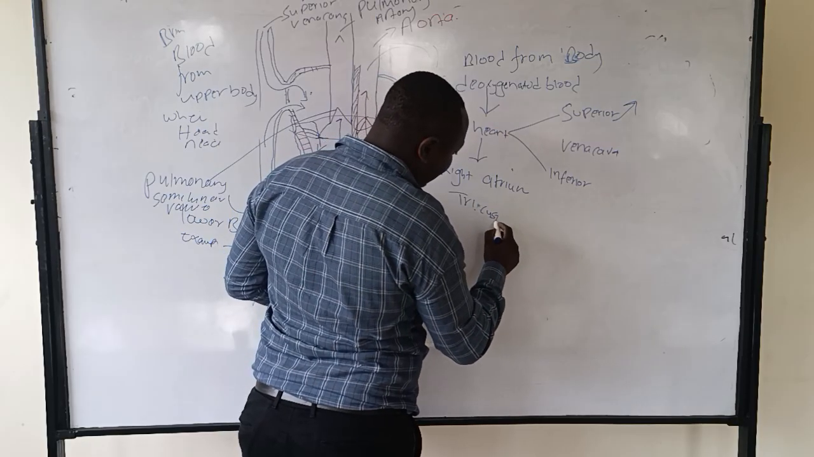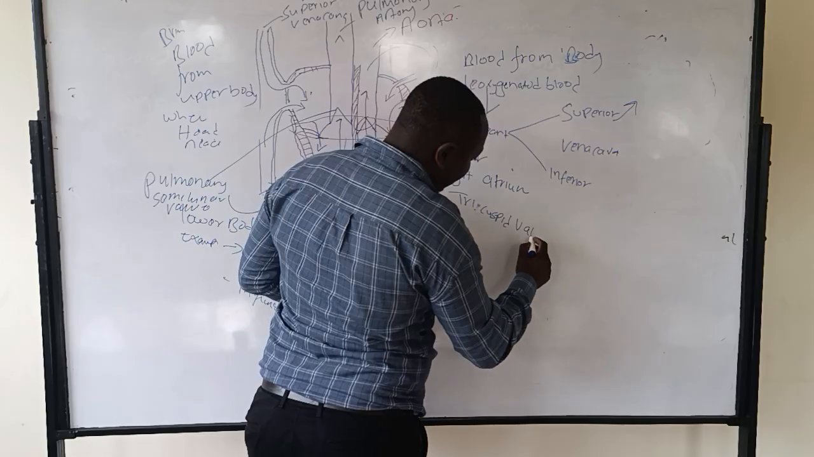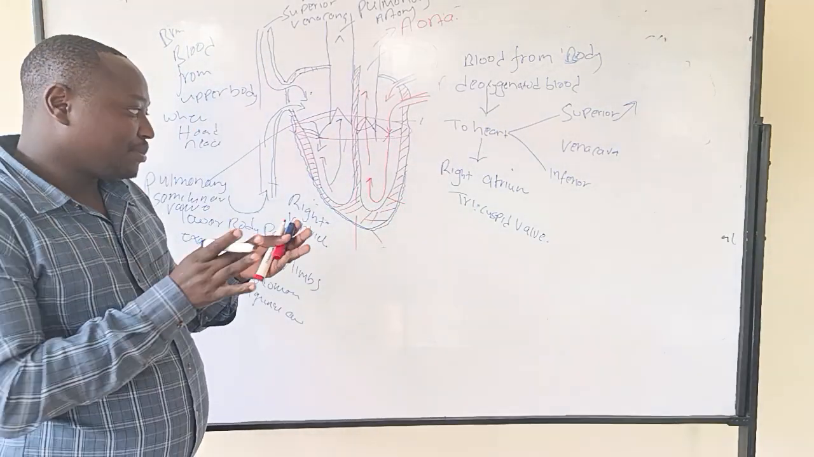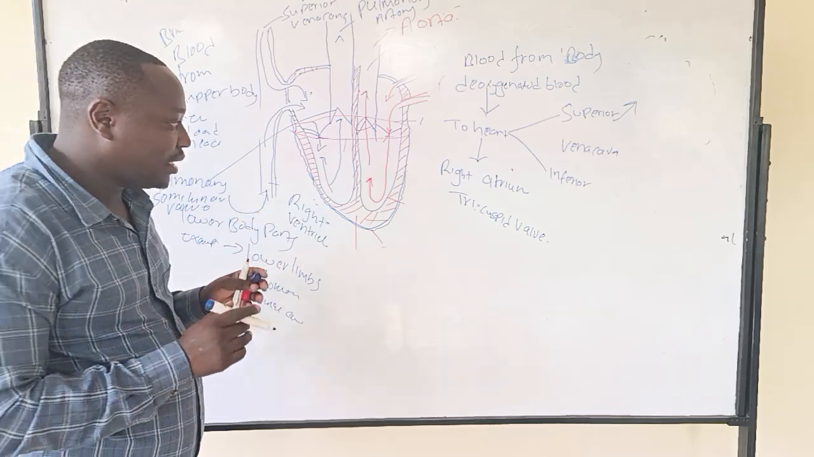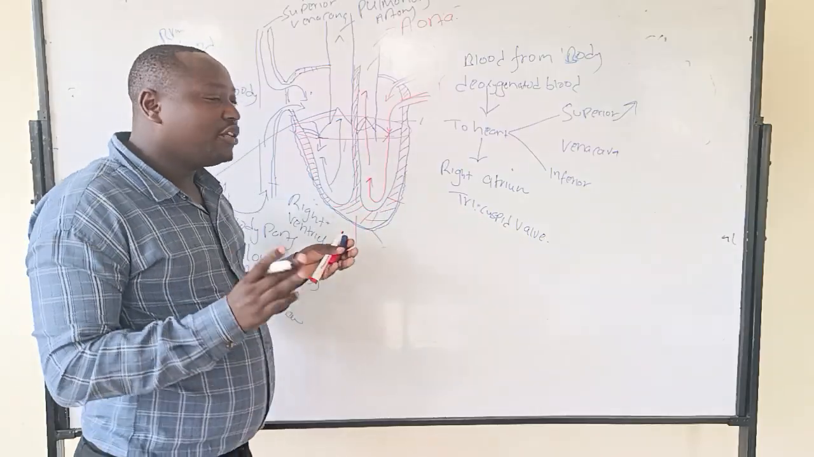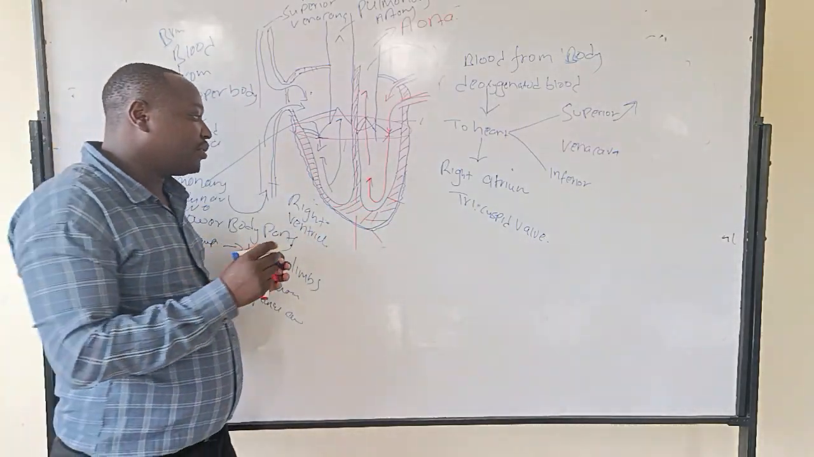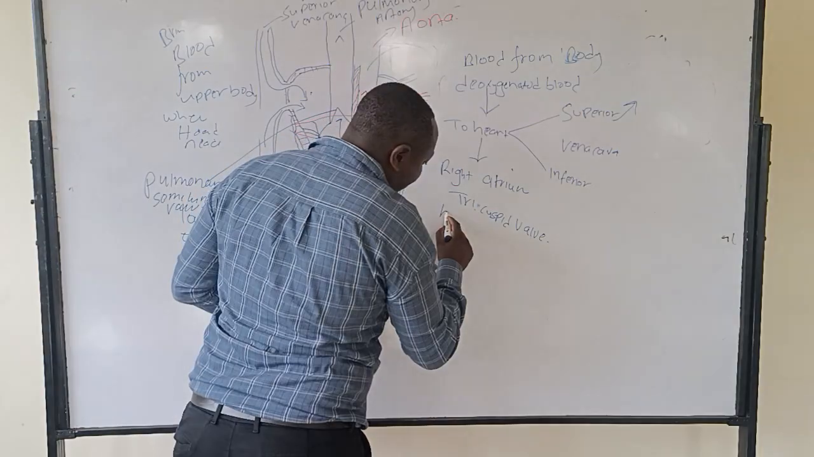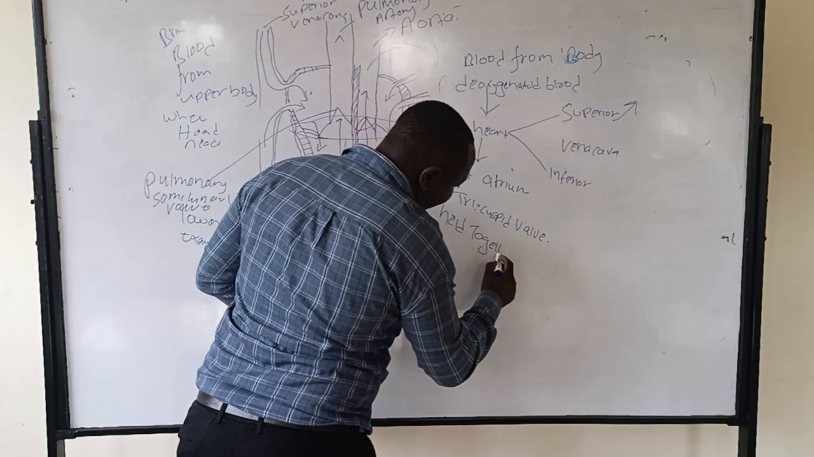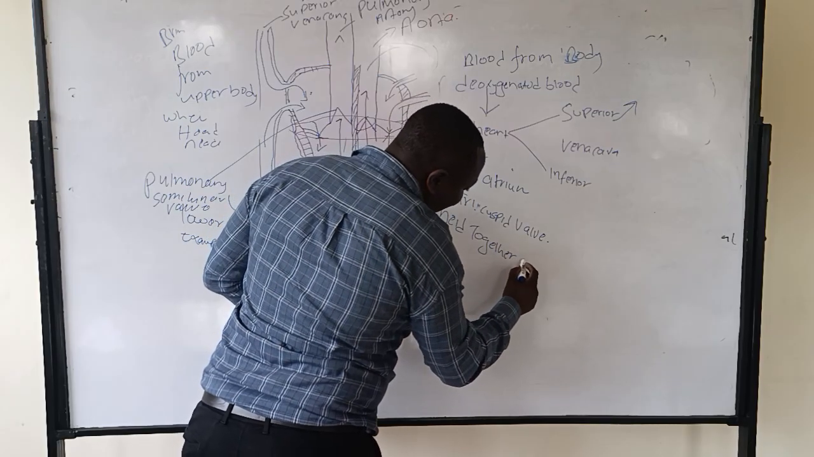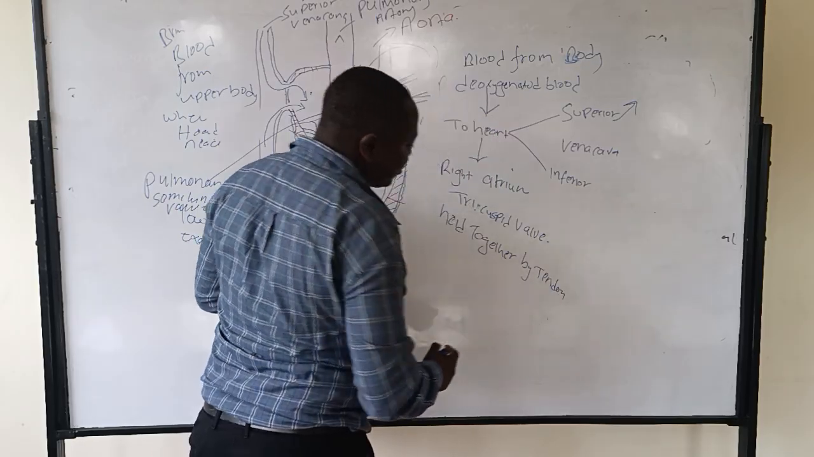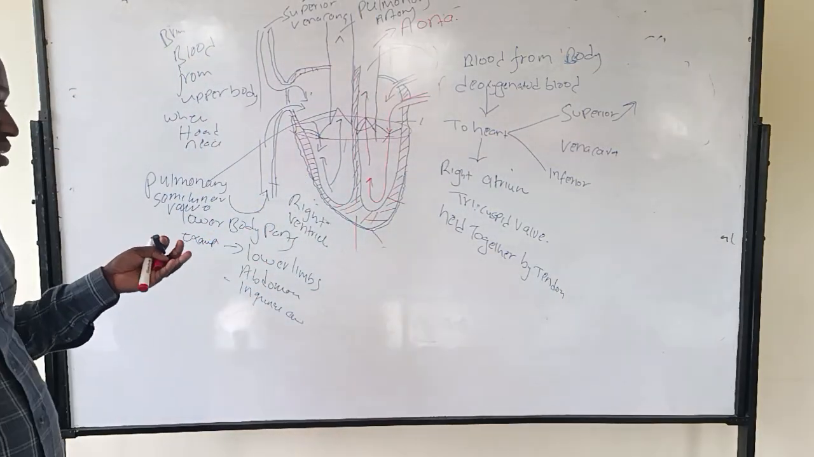tricuspid valve, which, as you have said, has three cusps, and that's why we are calling it tricuspid. But something else that you need to note about this valve is that the cusps are usually also held together by what we call the tendons. They are held together by tendons, so that they do not overstretch.